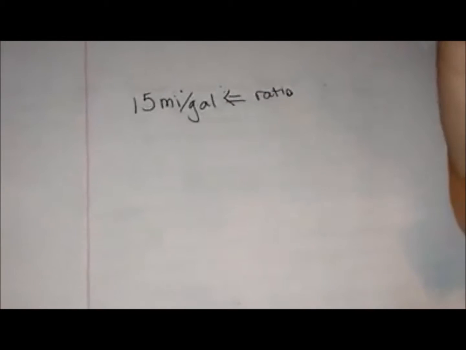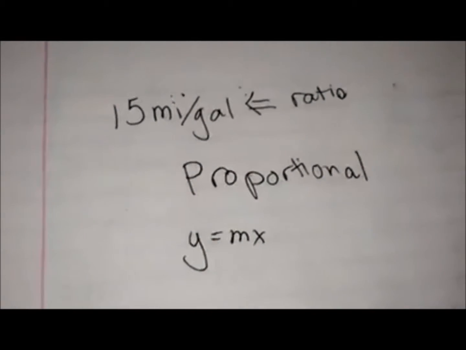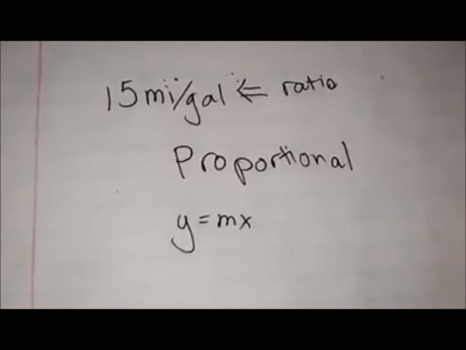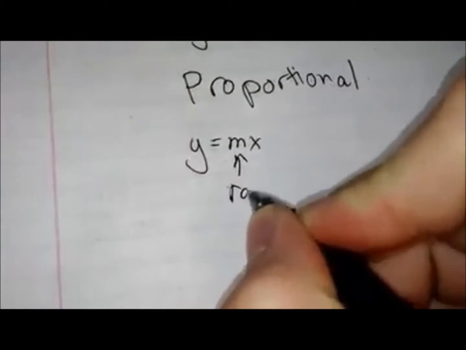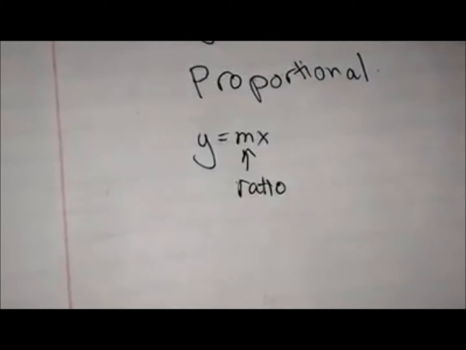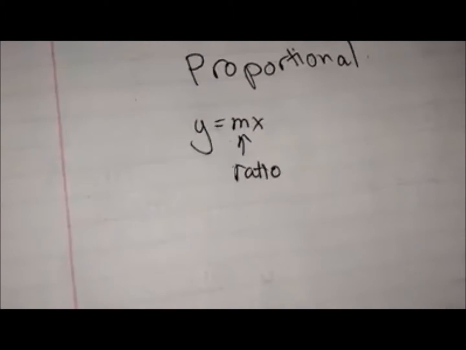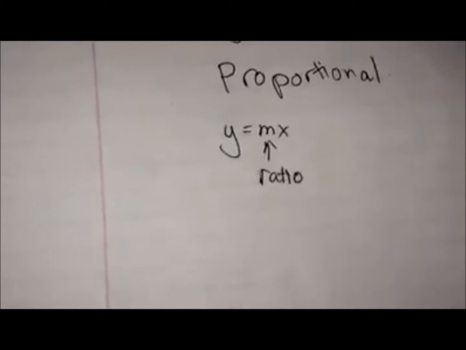So again, this is a ratio. If 2 shapes or 2 variable things have the same ratio, then they are considered to be proportional. So we can represent the proportional items with y equals mx, where m will always be the same ratio that those 2 objects or relationships share.